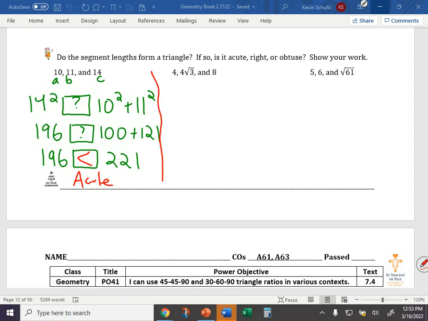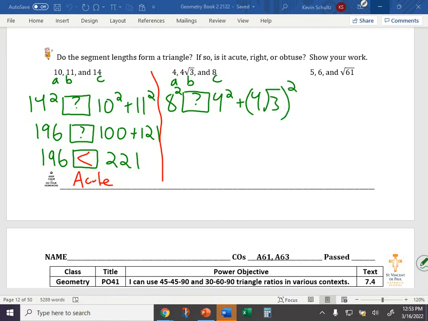4, 4 root 3, and 8. What's the longest side of 4, 4 root 3, and 8? Blake? 8's the longest side. You could compute 4 times root 3 in your calculator. You'll get 7 point something or 6 point something. So 8's the longest side. So again, we're going to treat that as our C and these as A and B, and we're going to kind of explore. 8 squared is what compared to 4 squared plus 4 root 3 squared?